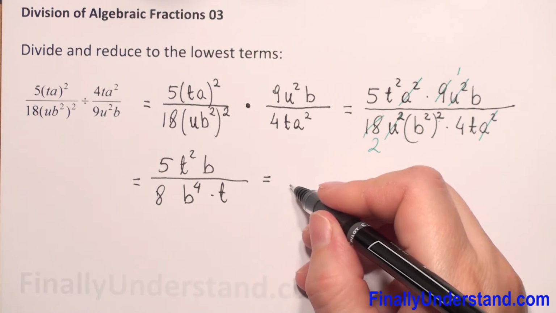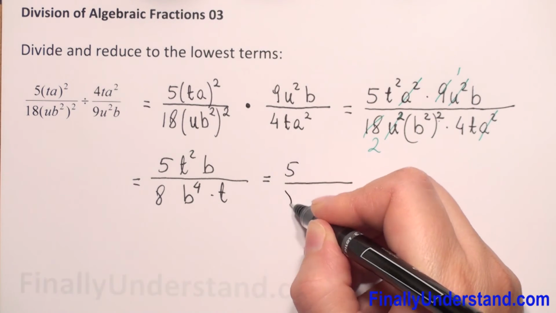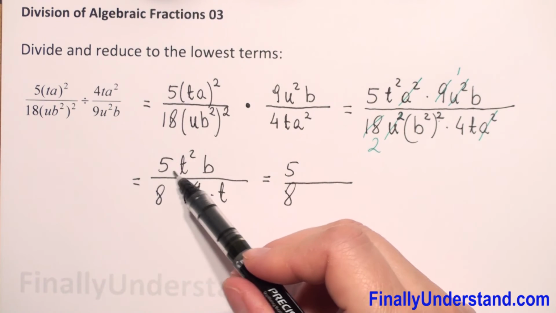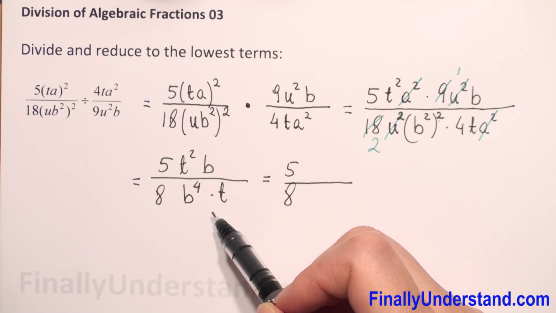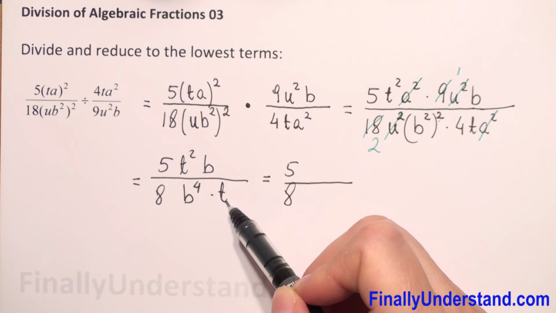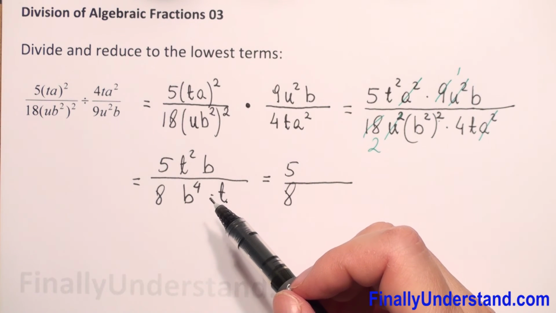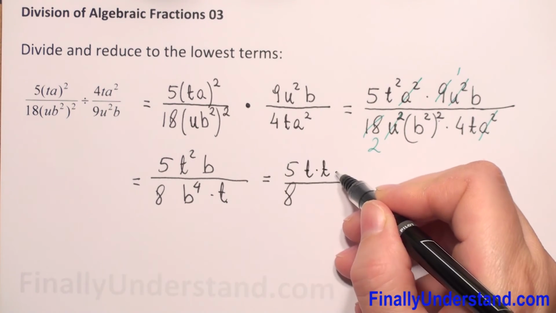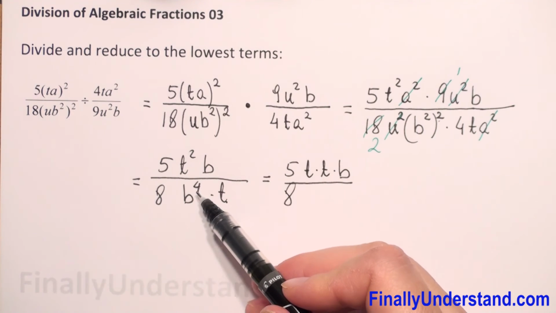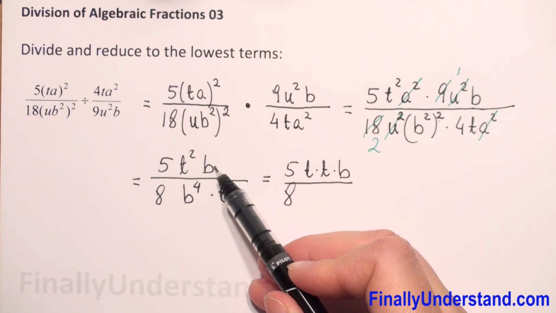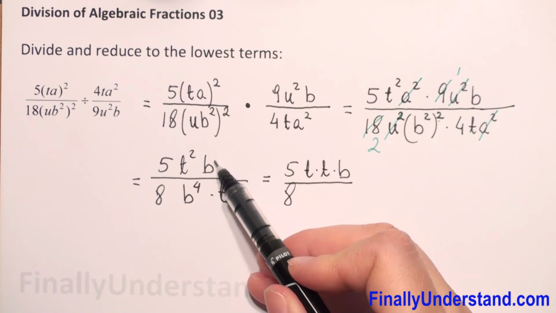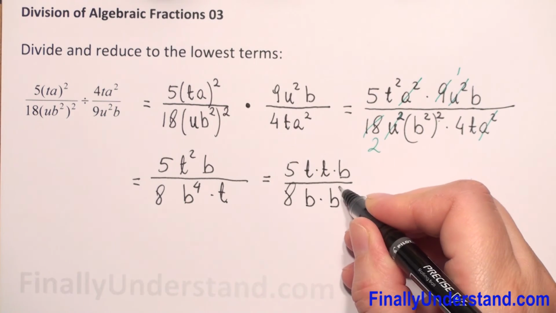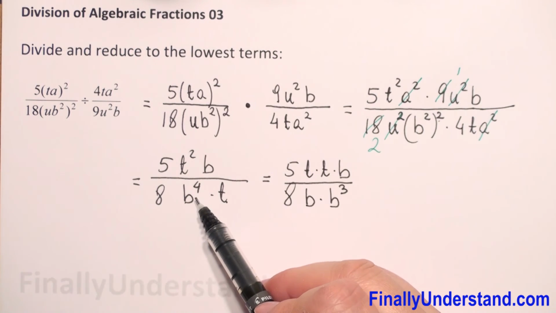The numbers we have to copy, we have 5 and 8, and what else? We have t, we have multiplication in the numerator and in the denominator. We have variable t squared and t. So we can reduce t squared, we can rewrite that this is t times t, and we have times b, and b to the fourth power, because we have b in the numerator, so here is an invisible 1. We can rewrite b to the fourth power as b times b to the third power, because 4 minus 1 is 3.